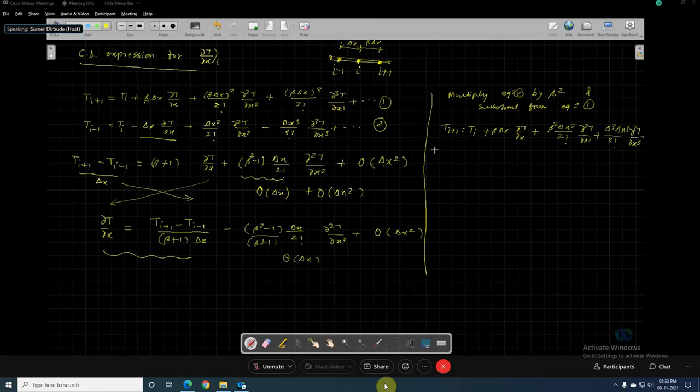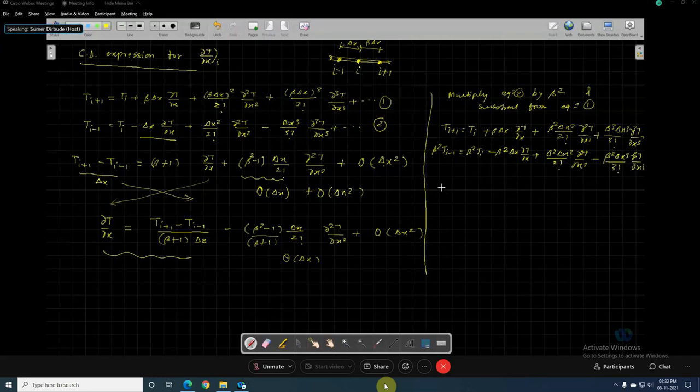Okay. And this we are multiplying by beta square. So beta square T_{i-1} is equal to beta square T_i minus beta square delta x del T del x plus beta square delta x square by 2 factorial del 2 T del x square minus beta square delta x cube by 3 factorial del 3 T del x cube.